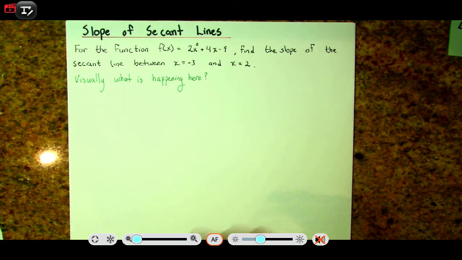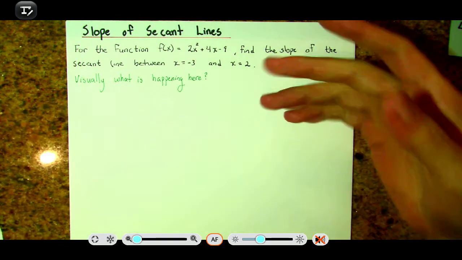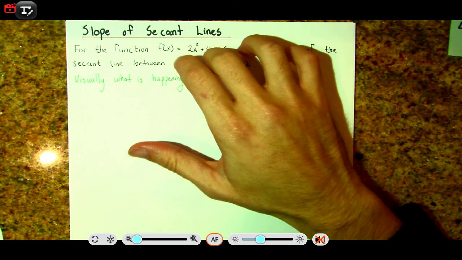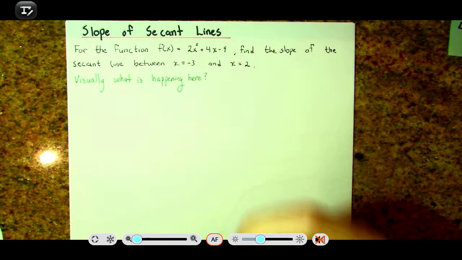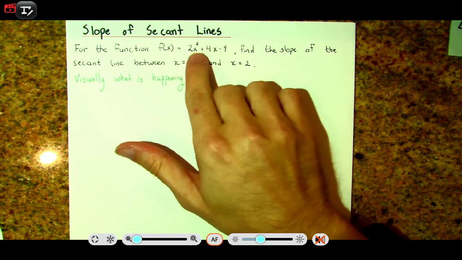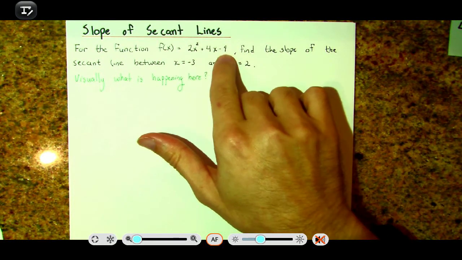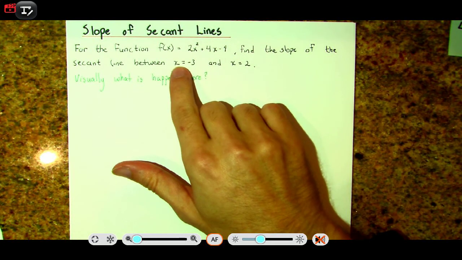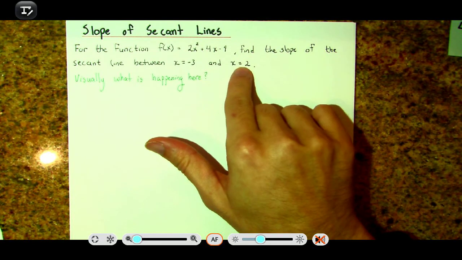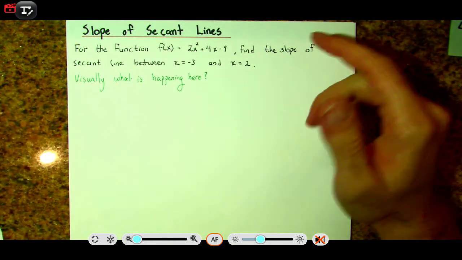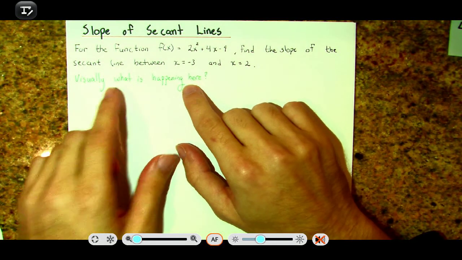Here, for the next part of understanding the concept of a derivative, we have to be conscious about the idea of a secant line. So let's take a look. It says for this function, f of x equals 2x squared plus 4x minus 9, find the slope of the secant line between x equals -3 and x equals 2. Before we dive into what is going on, visually we have to understand what's happening here.